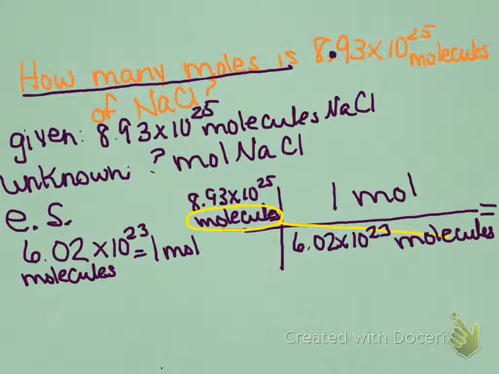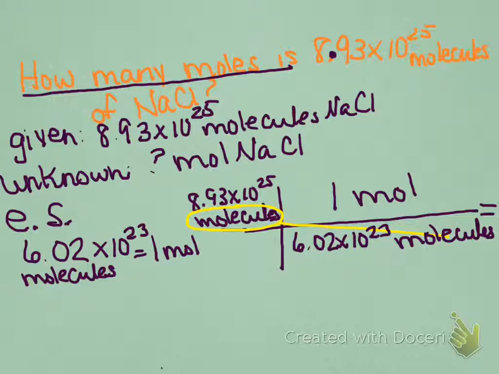So if I plug that into my calculator, I'm going to divide. I'm going to take 8.93 times 10 to the 25th divided by 6.02 times 10 to the 23rd. I didn't bring my calculator with me. Hold on, I'm going to pause.